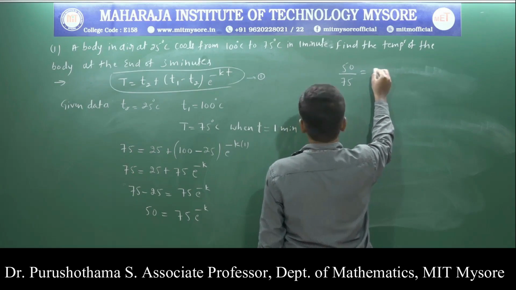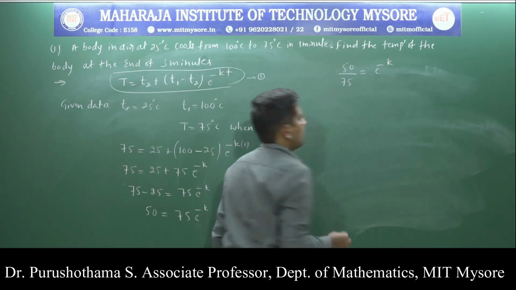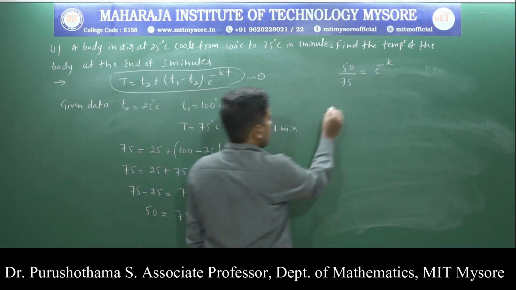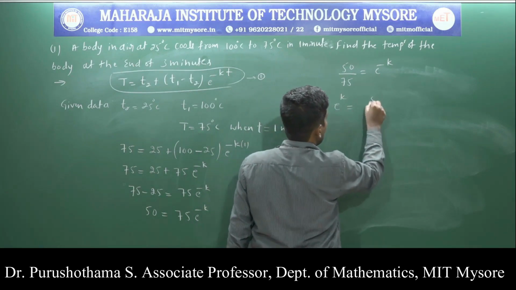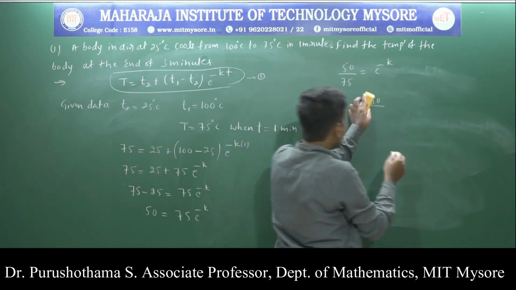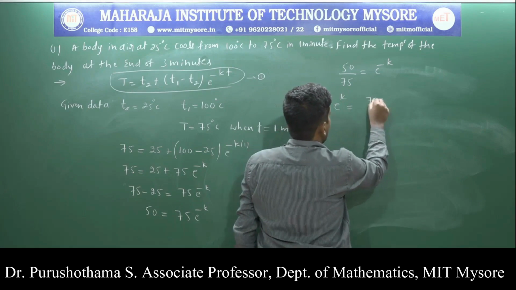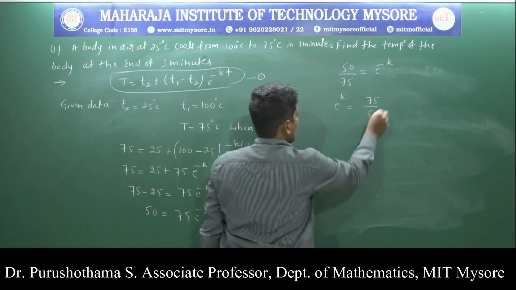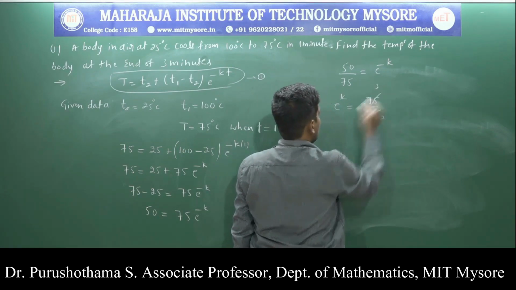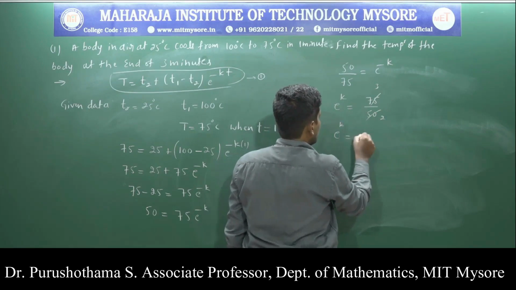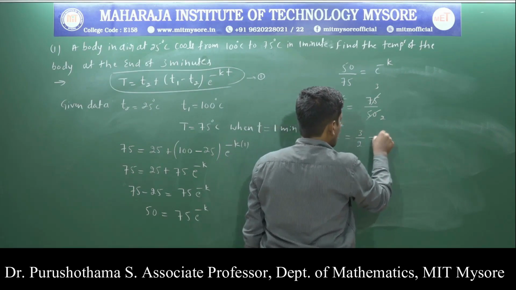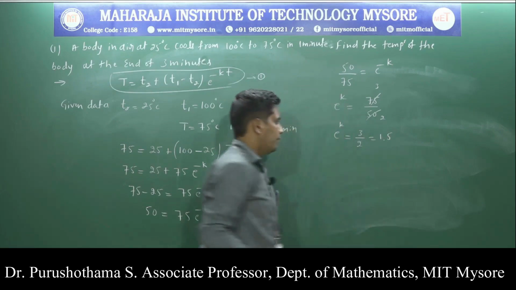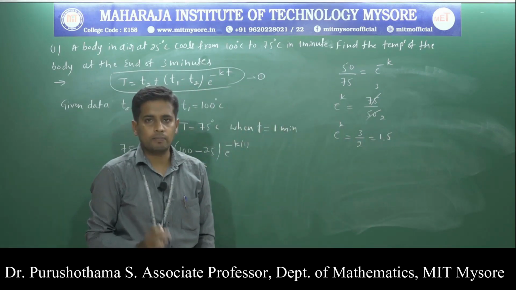is equal to e power minus k, or it can be written in the form of e power k is equal to 75 by 50. Therefore, 25 twos are 50, 25 threes are 75, e power k is equal to 3 by 2, which is nothing but 1.5. e power k equals 1.5.